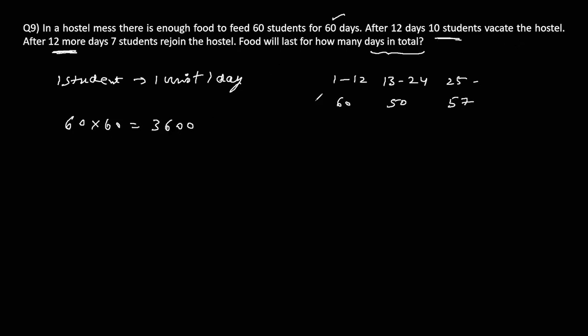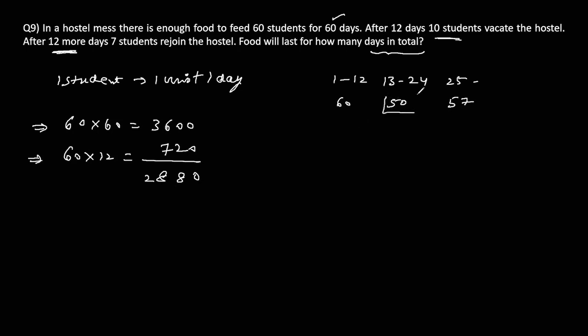Now 60 into 60 was the total units of food available. For the first 12 days, 60 people are eating the food. So they will eat 60 units per day. Multiply that by 12, and that will give you 720 units of food, right? So the leftover food will be what? Leftover food will be 2880. This will be the leftover food.